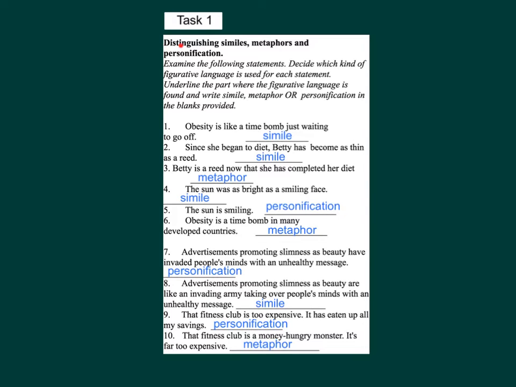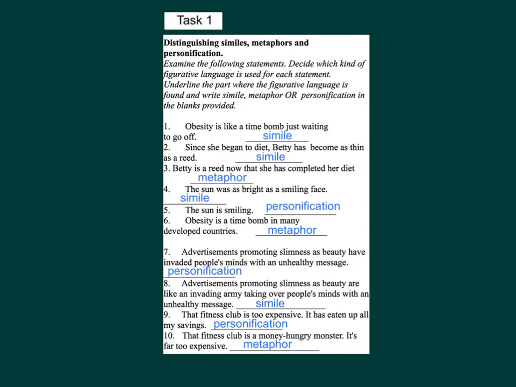Task 1. Distinguishing similes, metaphors, and personification. Examine the following statements. Decide which kind of figurative language is used for each statement. Underline the part where the figurative language is used and write simile, metaphor, or personification in the blanks provided. Question 1. Obesity is like a time bomb just waiting to go off. Simile. Question 2. Since we began to diet, Betty has become as thin as a reed. Simile. Question 3. Betty is a reed now that she has completed her diet. Metaphor.